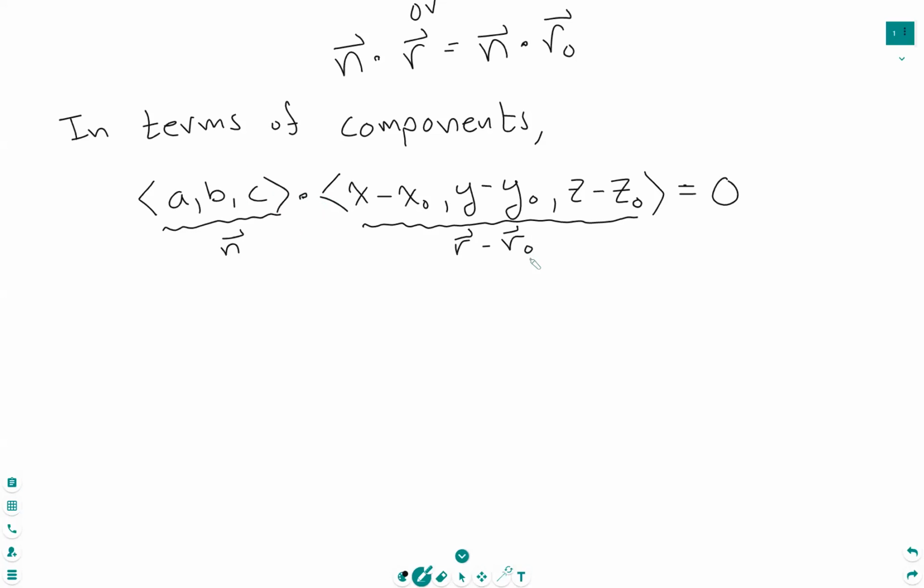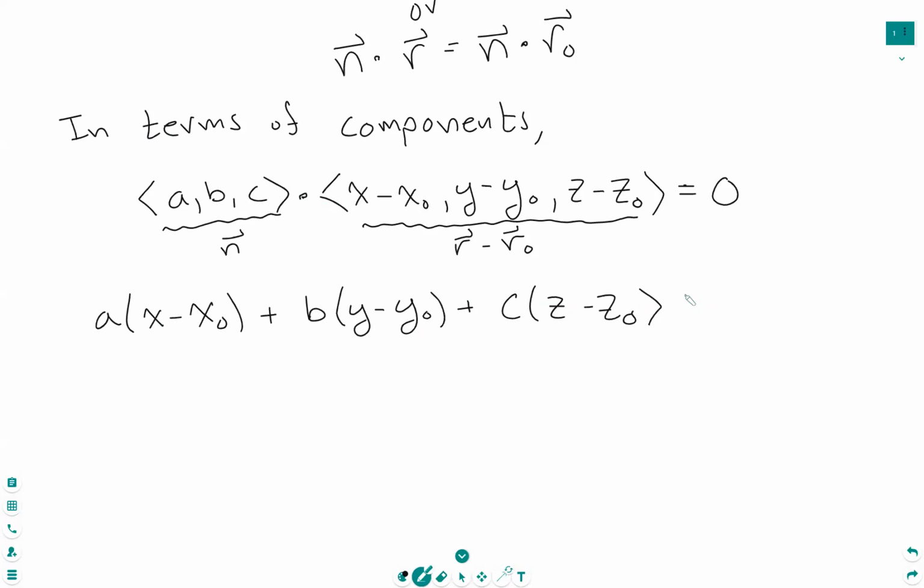So let's do out this dot product. What happens here? Well, this is a times x minus x naught plus b times y minus y naught plus c times z minus z naught, in parentheses, is equal to 0.